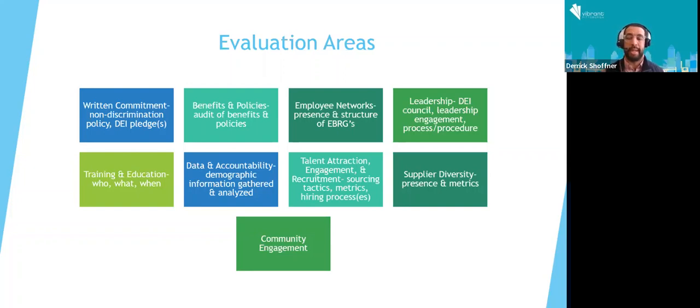Supplier diversity measures the presence and the metrics that are surrounding your supplier diversity plan. If you have goals, are you tracking them? The processes and procedures surrounding that. And we'll circle back to supplier diversity because that will lend itself to the sub-index, which is what I alluded to as a new part of the index moving forward.